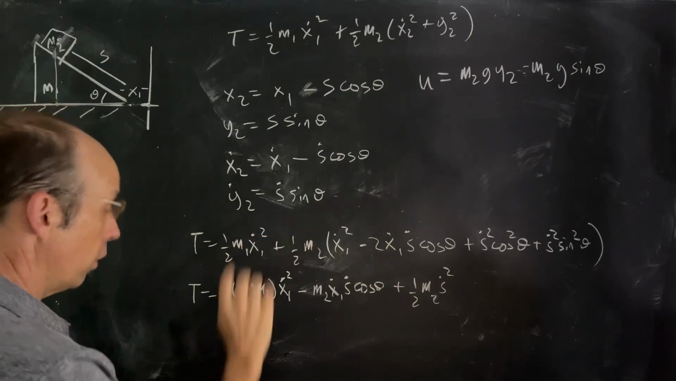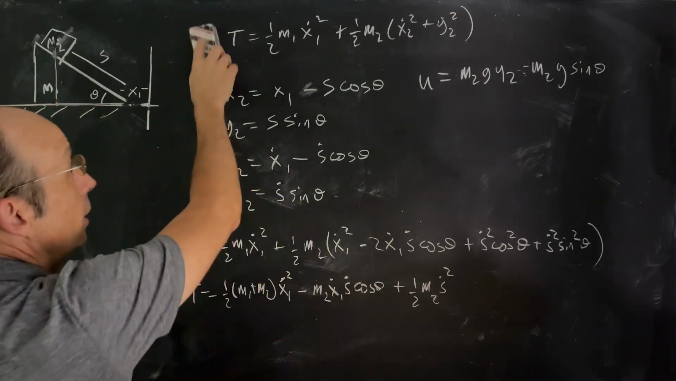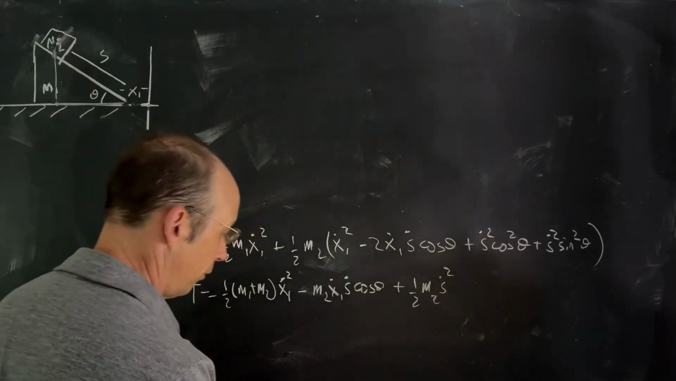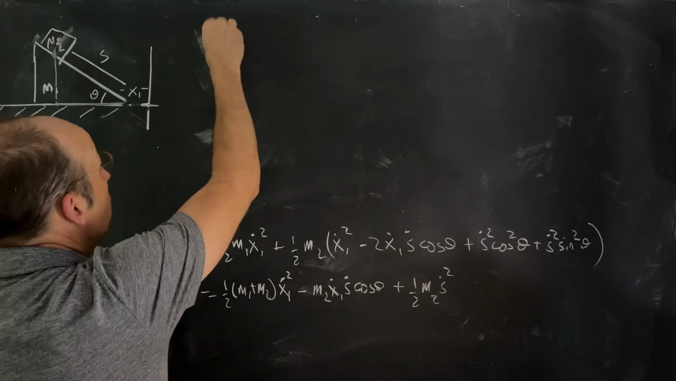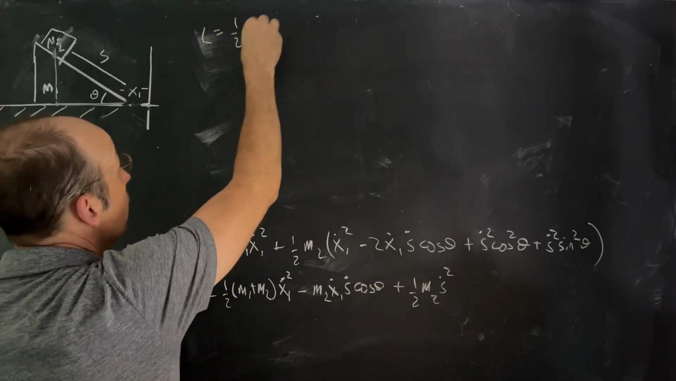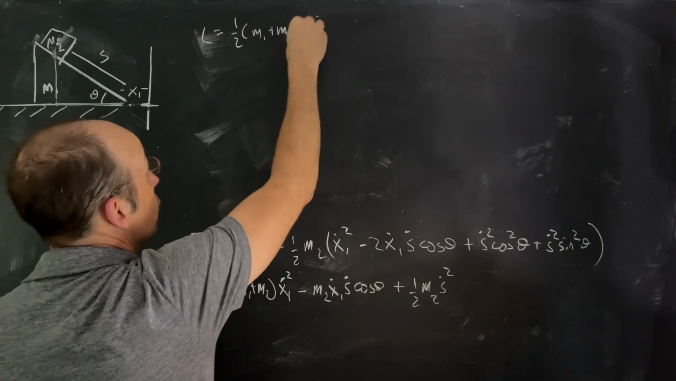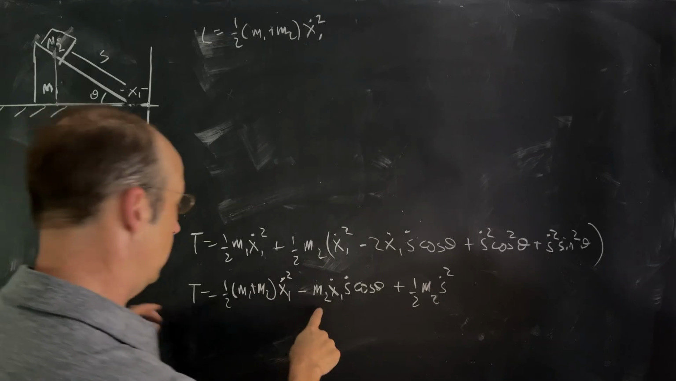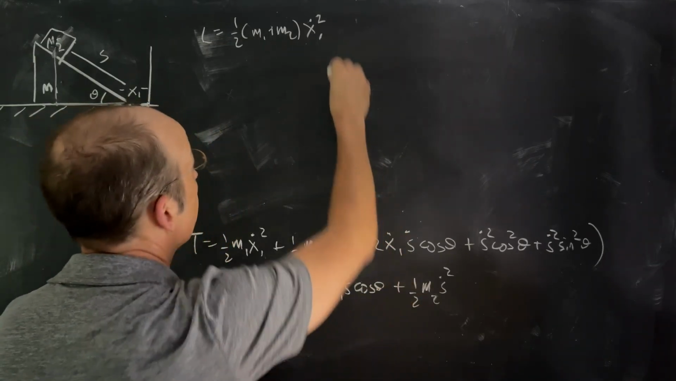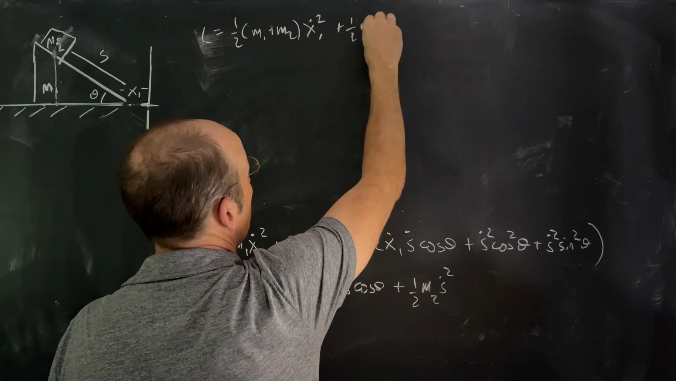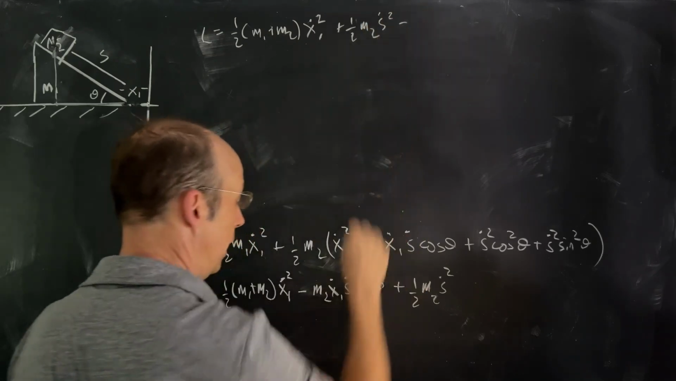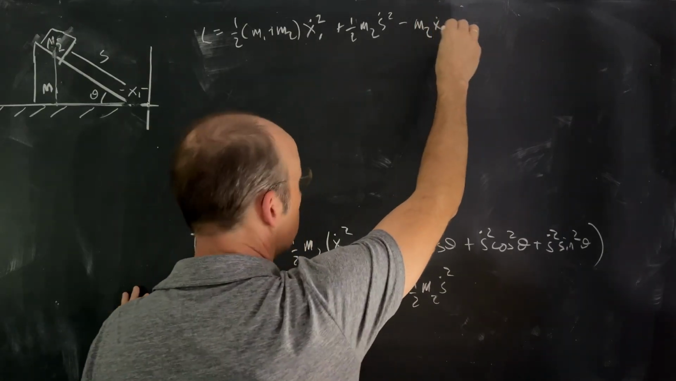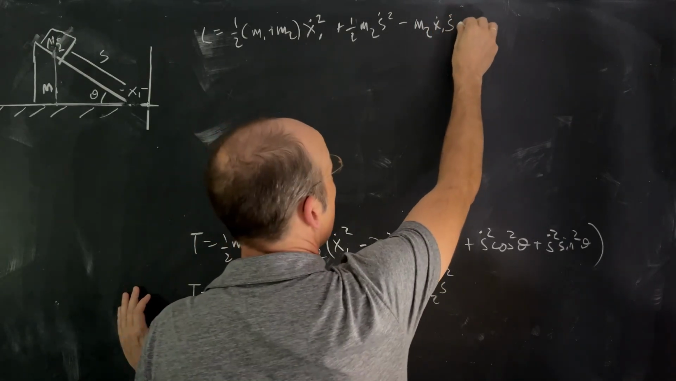OK, so let's put our whole Lagrangian together. I'm going to write it up at the top. I think I can remember that. So let's just erase this, because we're going to use it. I want it at the top. So it's like prominently displayed. L is going to be 1/2 m1 plus m2 x1 dot squared. And then I have this. I'm going to put this one next. Plus 1/2 m2 s dot squared minus m2 x1 dot s dot cosine theta.